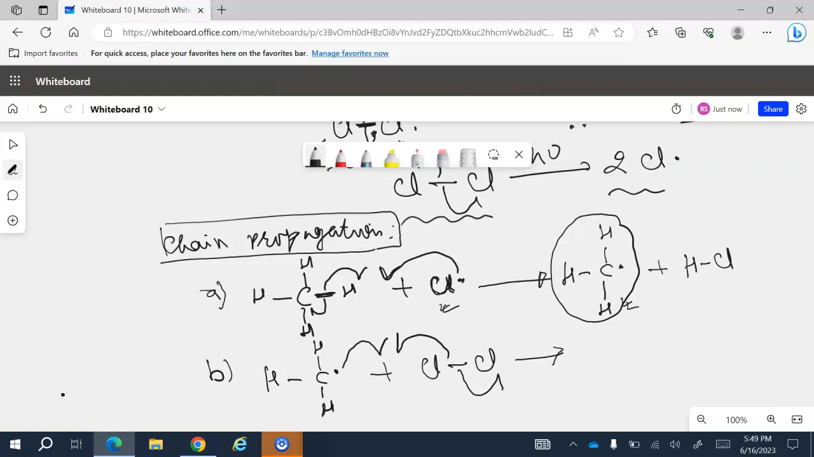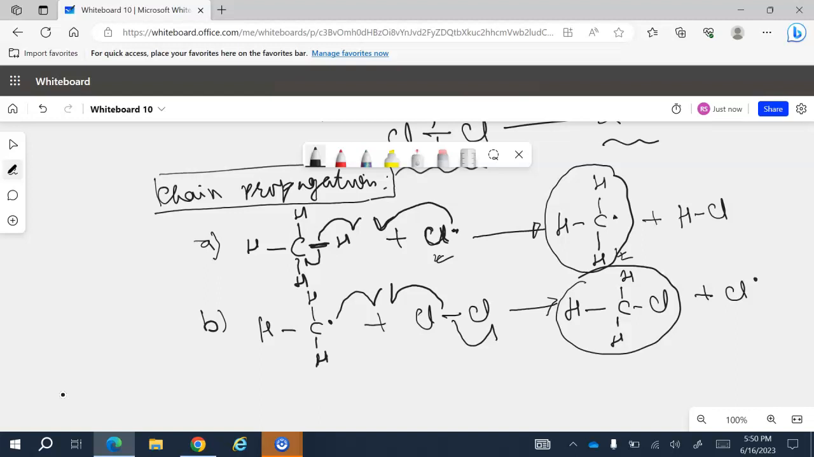So what is the outcome here? You now have chloromethane, the desired product, and a chlorine radical is also generated. Now if you check these propagation steps A and B, these steps will continue. The methane molecule will be used up to generate the methyl radical.